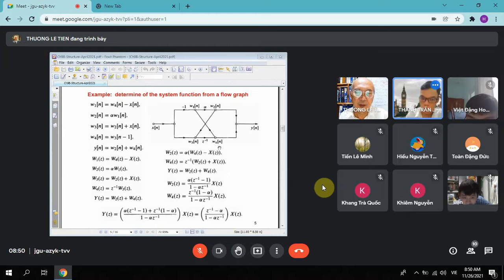It is the node equation. W3(n-1). Yes. Or in the z domain? It is z to the power minus 1. The node equation of W4 in the z domain: W4 is z to the power minus 1 times W3(z). W4(z) equals z to the power minus 1 multiplied by W3(z). Yes.